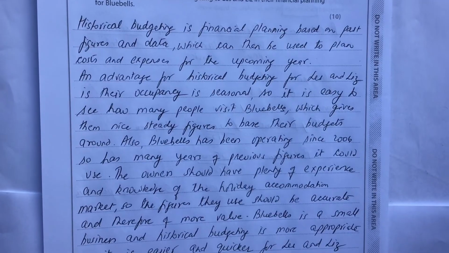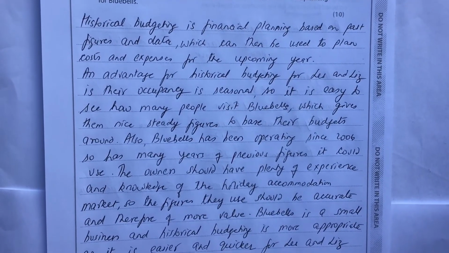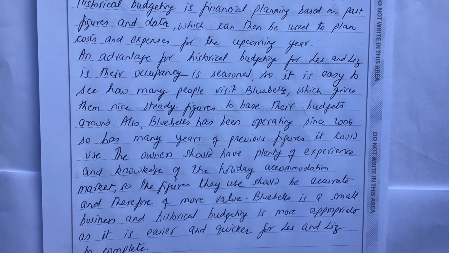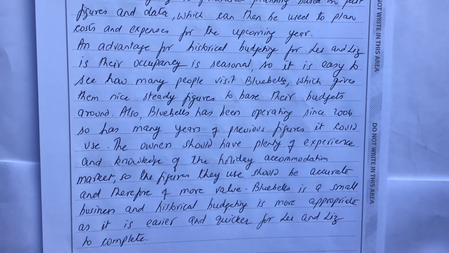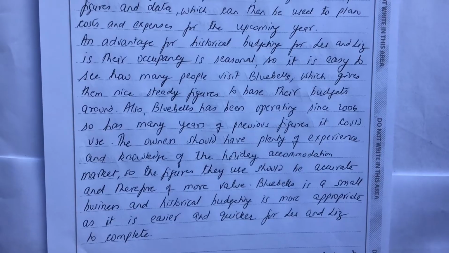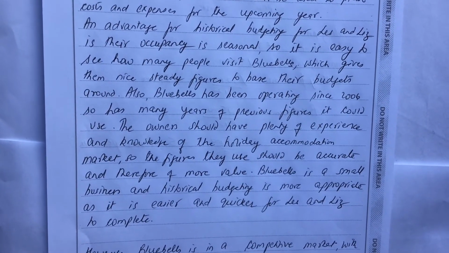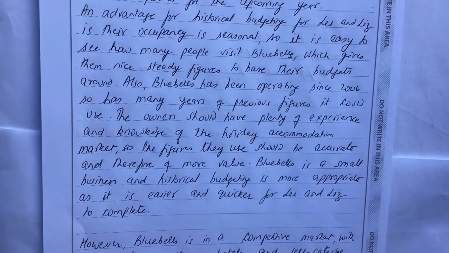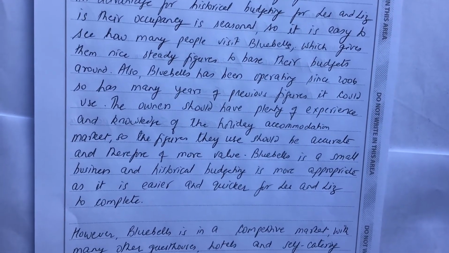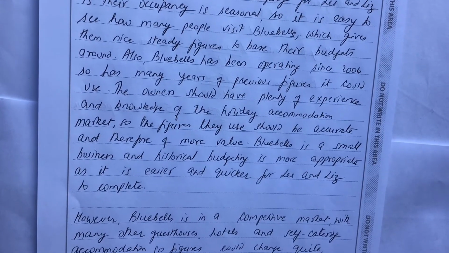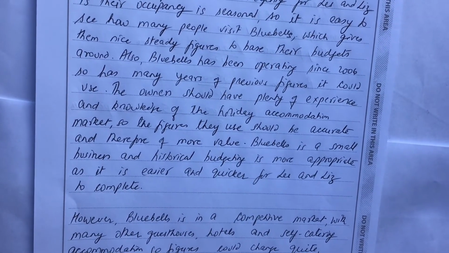An advantage of historical budgeting for Les and Liz is their occupancy is seasonal. So it is easy to see how many people visit Bluebells, which gives them nice steady figures to base their budgets around. Also, Bluebells has been operating since 2006, so has many years of previous figures it could use. The owner should have plenty of experience and knowledge of the holiday accommodation market, so the figures they use should be accurate and therefore of more value.